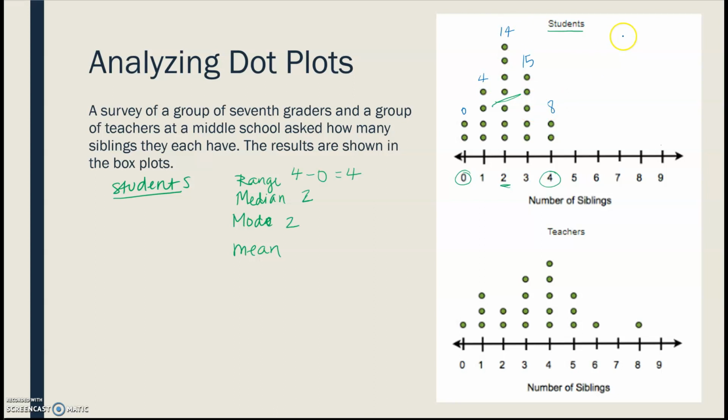14 plus 4 is 18 plus 15 plus 8. 16 plus 5 is 21. 2, 3, 4. So 41. And then there were 20 dots. So 41 divided by 20. 2 times 20 is 40. Now I have 1, and bring down a 0, 0. Now I have 100, so 5. So my mean is 2.05, okay? So that's a refresher on dot plots.